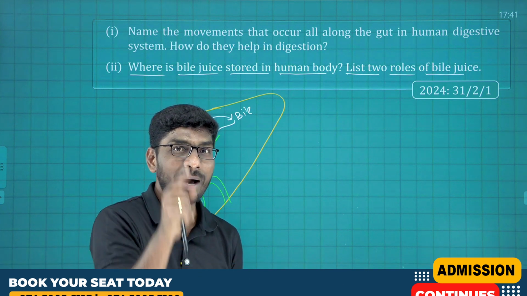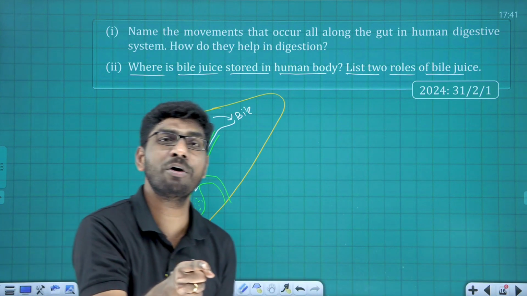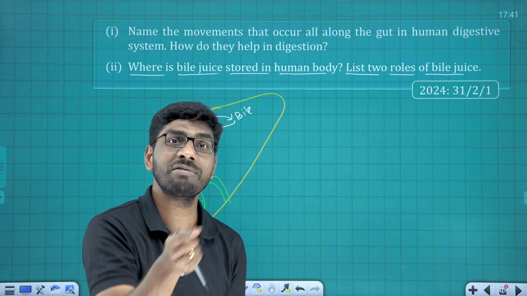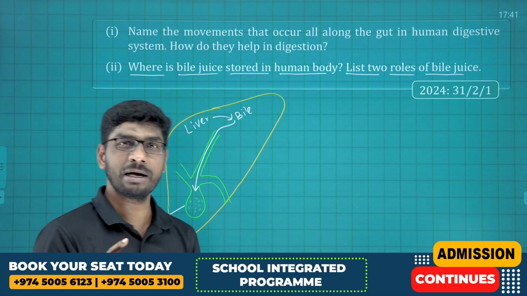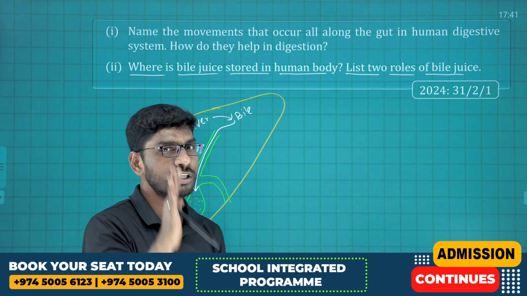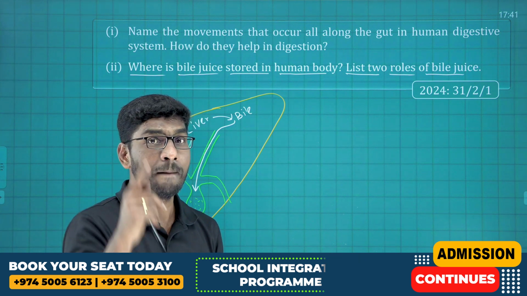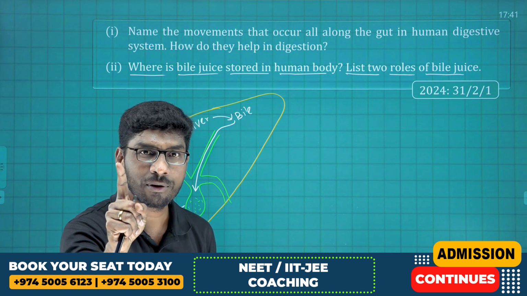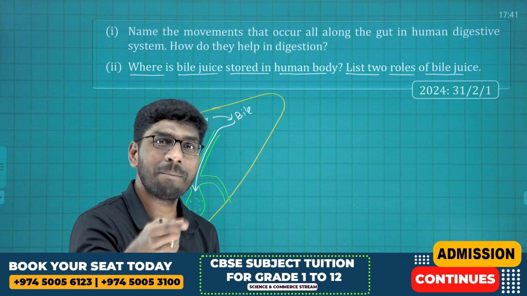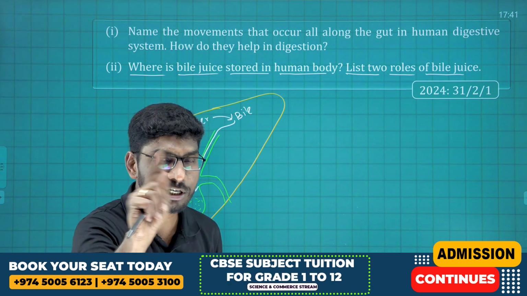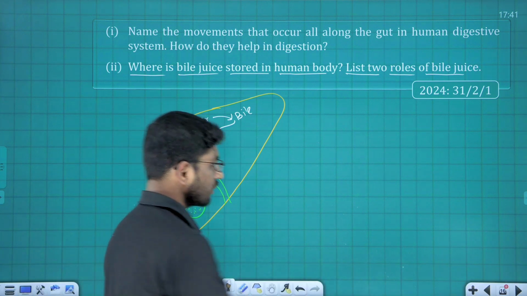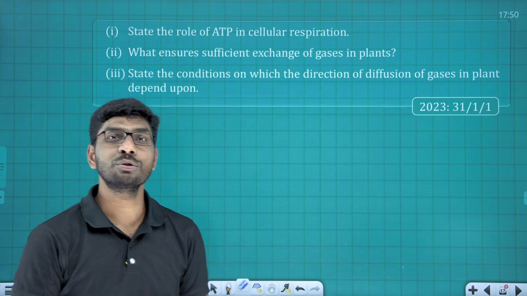You got my point? Bile salts are very important for the emulsification process. Bile pigments give color to fecal matter. Am I clear, students? So these are the two important functions of bile. Bile does not contain any digestive enzyme. Bile consists of bile salts and bile pigments. Digestive enzymes are not there, but bile is important for the emulsification process.